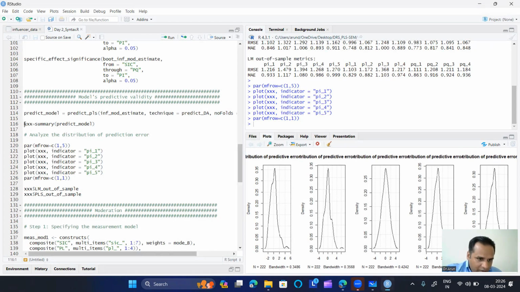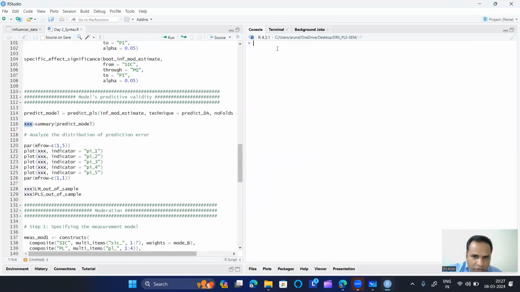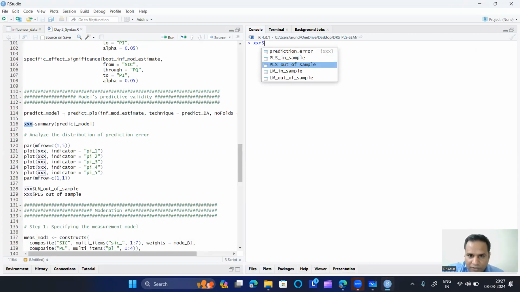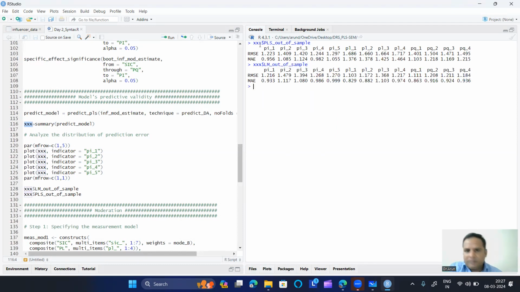Now, this vector XXX that I've created, I created it purposefully so that I can extract what I want, not what RStudio will give me. If you simply type XXX and put a dollar sign, first take out the PLS out of sample. Again type, go back, dollar, and take the LM out of sample. Only out of sample, not in sample.